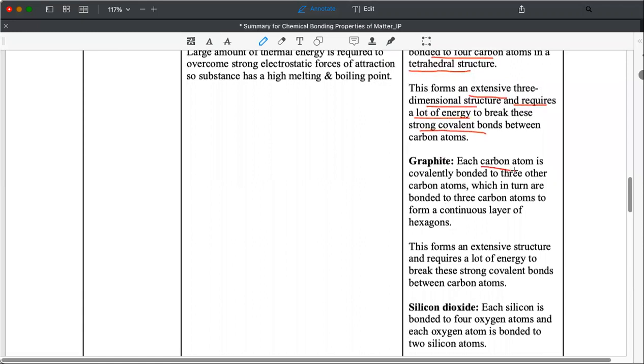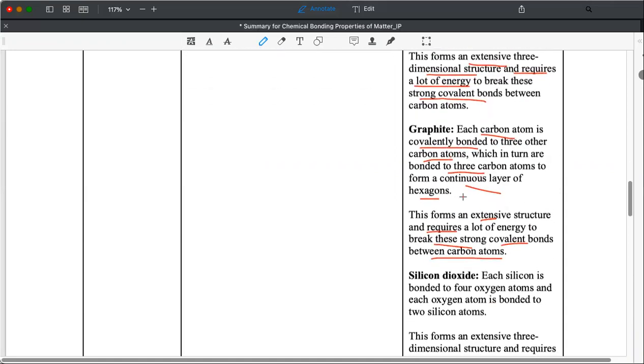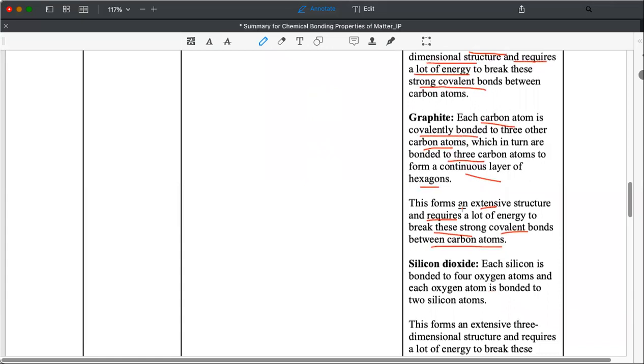For graphite, it is different from diamond. Each carbon is covalently bonded to 3 other carbon atoms, which in turn are bonded to 3 carbon atoms to form a continuous layer of hexagons. Diamond, tetrahedral. Graphite, hexagonal layers. This also forms an extensive structure and requires a lot of energy to break the strong covalent bond between carbon atoms. But if you compare between graphite and diamond, graphite has a lower melting and boiling point. It is not as extensive as compared to diamond.